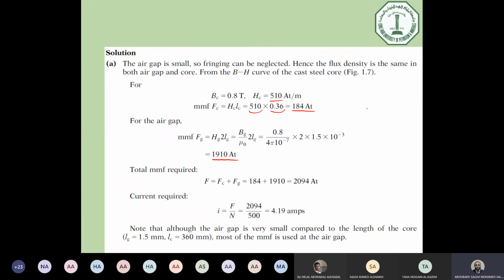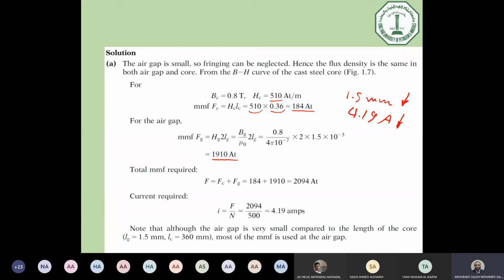Which means if the distance is 1.5 millimeters, 4.19 ampere are needed. So if the distance decreased, the amount of current needed will decrease. You got it? So based on the length of the air gap, we will consume current. Now, if the air gap reaches 0, we expect to have very low current. So this is the operation of the relay.